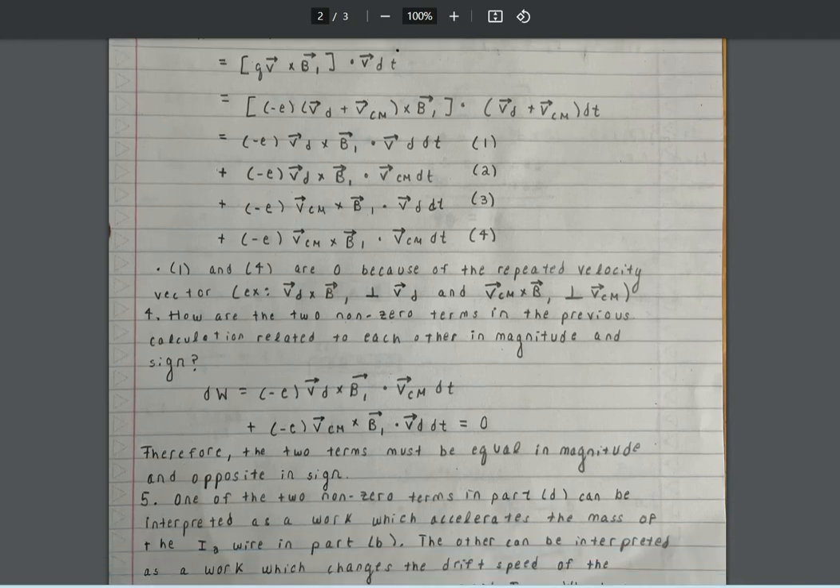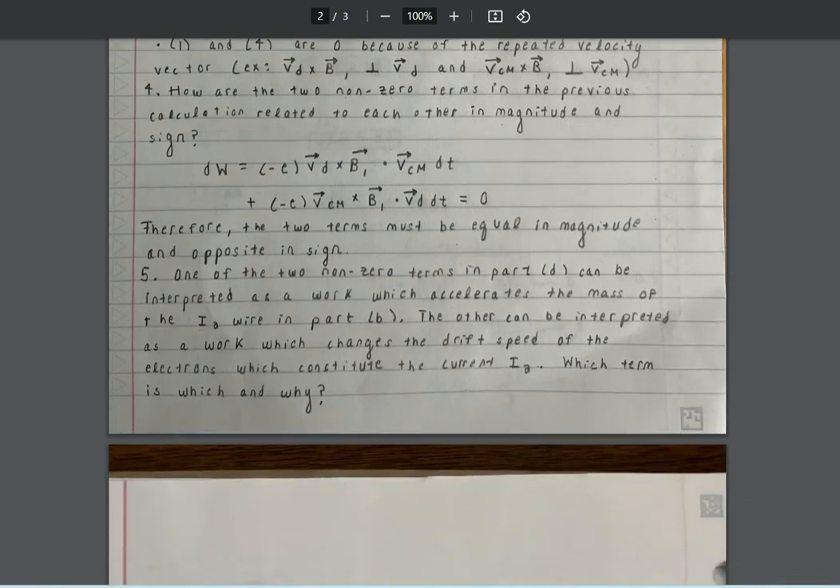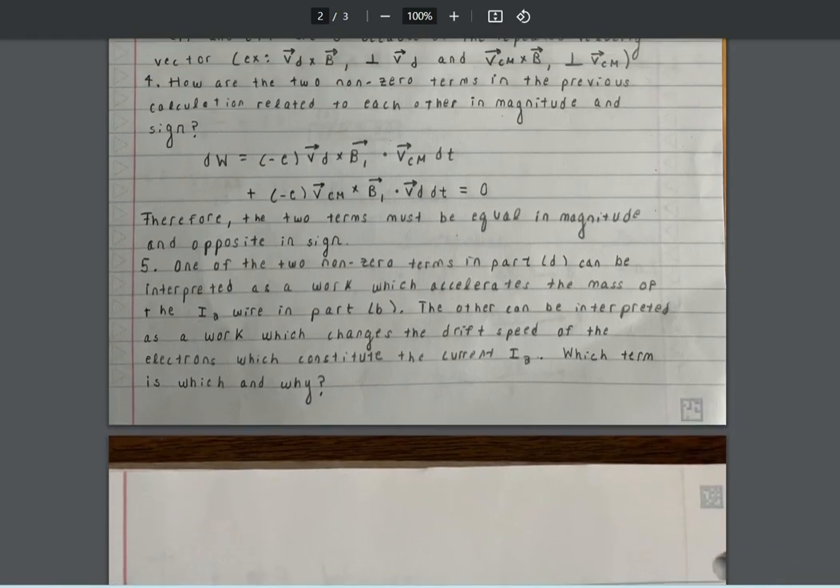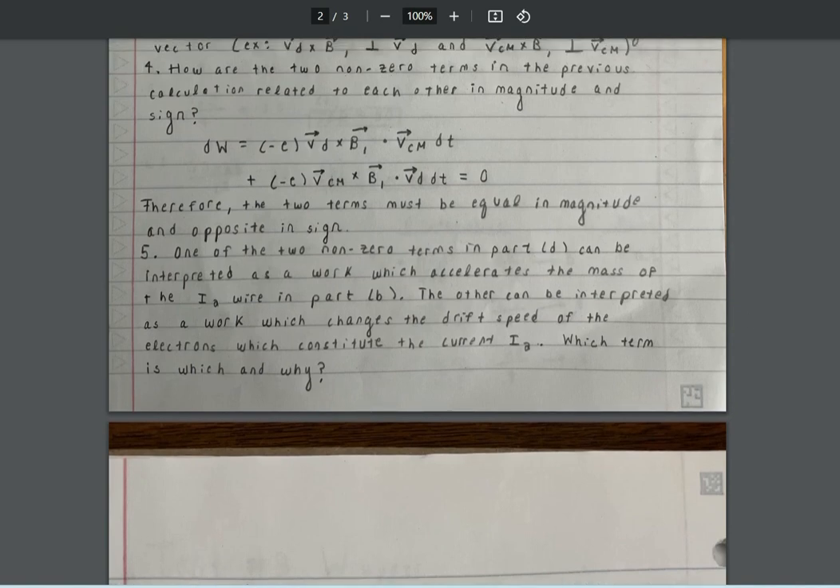Okay, so for our fourth question, we're finding how the two non-zero terms in the previous calculation, so that's going to be 2 and 3, are related to each other in magnitude and sign. So we're going to use that same total work formula, and we're going to input our two terms. And we can see here that the two terms must be equal in magnitude and opposite in sign for the total work to be 0.